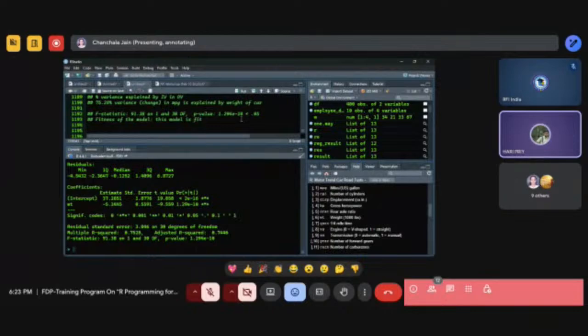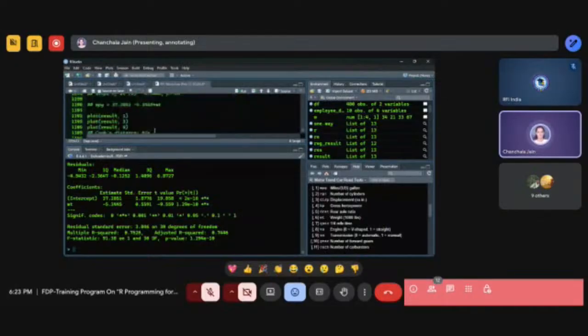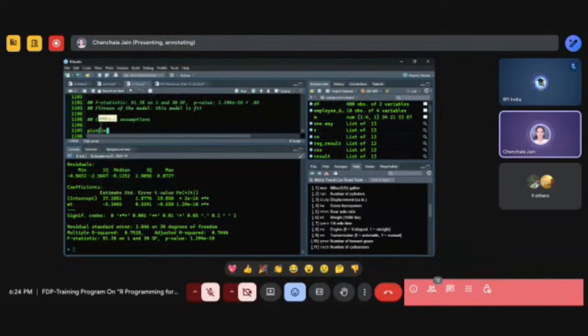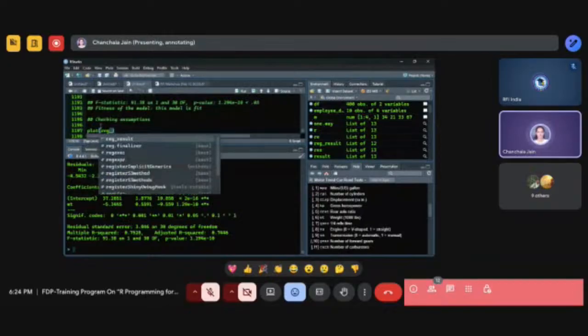Yes, ma'am, clear. Fine. Now we will move on to checking the assumptions. As I told you, most of the assumptions are based on the output of the regression. So once you are getting the output of the regression, you need to check the assumptions. Suppose I will check my first assumption using the function called plot, right? So I'm writing here, function is plot. It requires the regression result, comma 1.